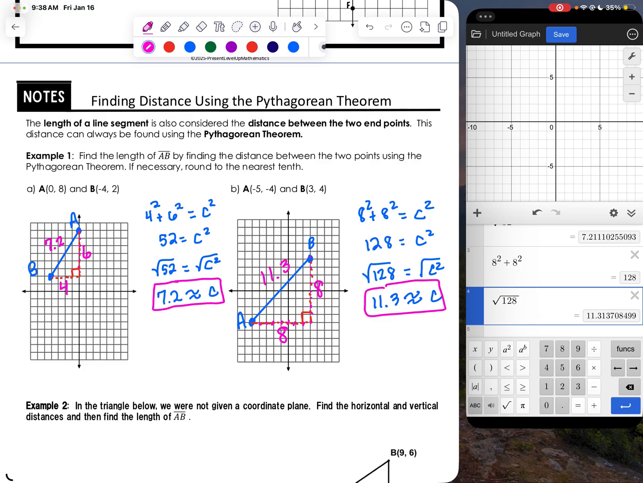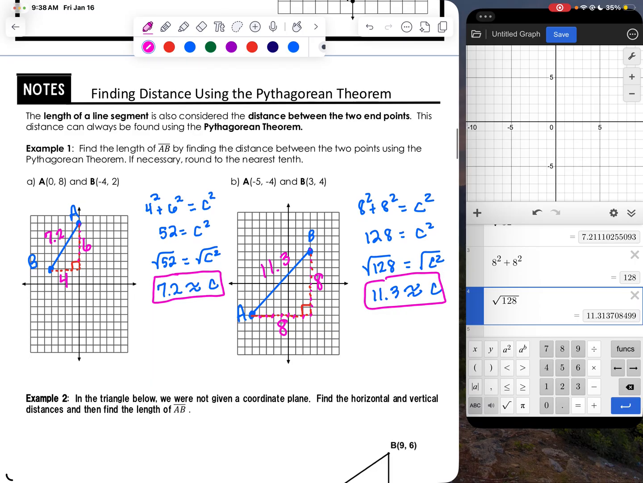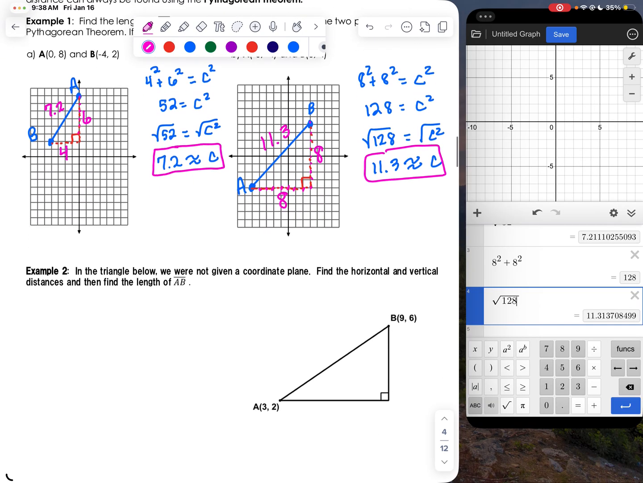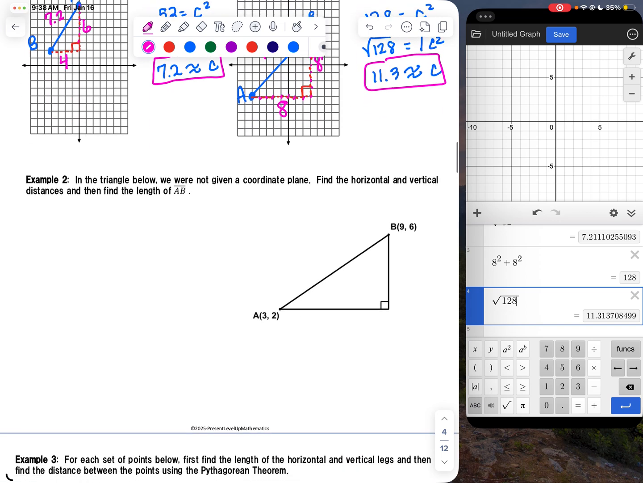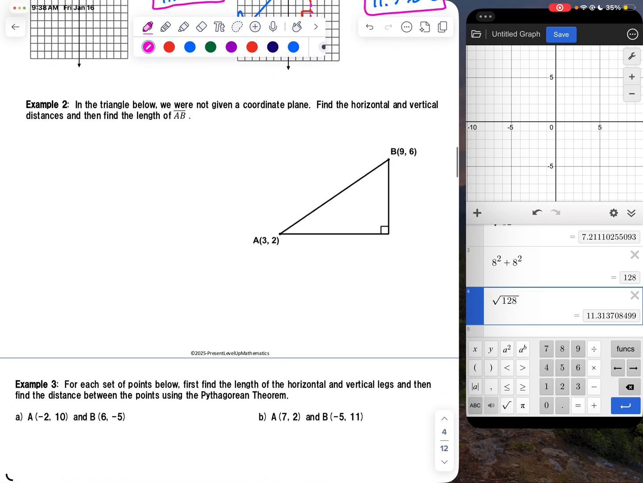Now, in some of these problems, they will not give you a coordinate plane. So it's not as easy to find the distance, but I'll show you a workaround. So in example 2, it says, in the triangle below, we were not given a coordinate plane. Find the horizontal and vertical distances and then find the length of AB.